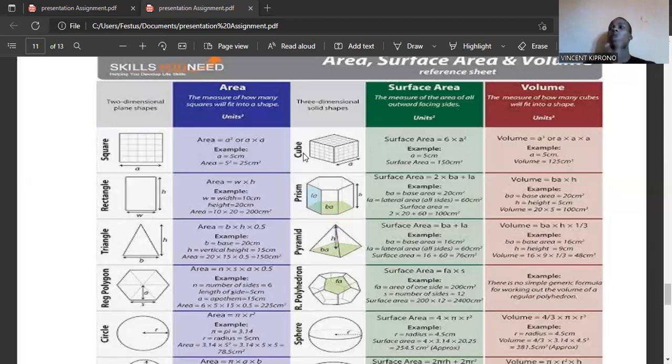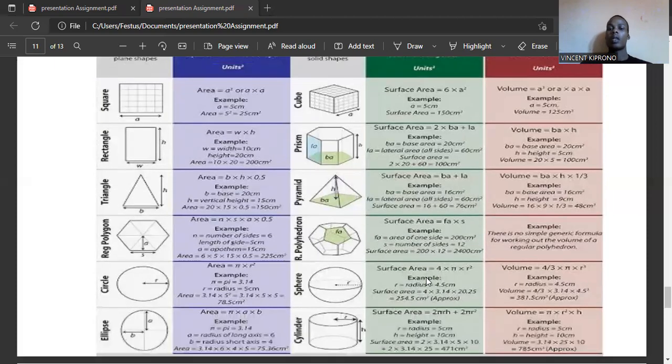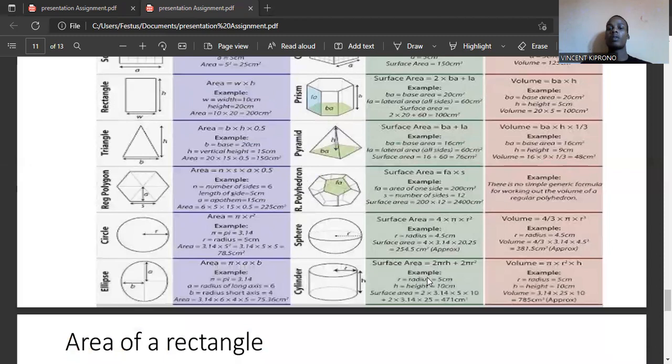Okay, areas, either area or surface area, its units is always square centimeters. Sorry, it's square units. Then when calculating volume, it's always cubic centimeters. Then we also have a surface area of a pyramid. Surface area of a pyramid is just a base area plus lateral area. The lateral area is all the sides. From the example here, you have a base area that's 16 plus lateral area that's 60. We have 76.